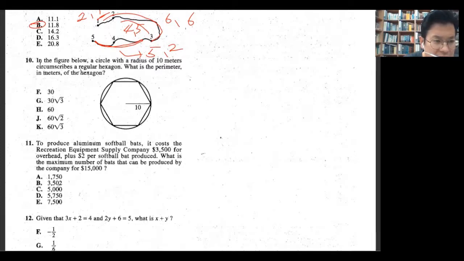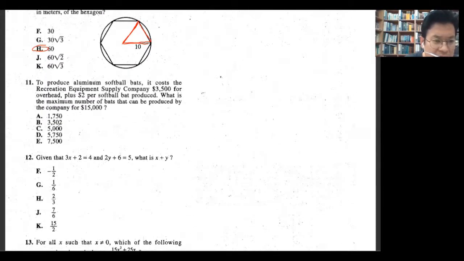Number 10: the circumference of a regular hexagon. What is the perimeter of the hexagon? This is pretty simple, because if you try to make this triangle, it is an equilateral triangle, which means each side is 10. So we have 6 tens, which is 60.